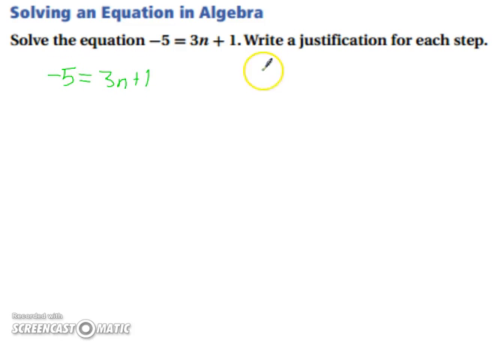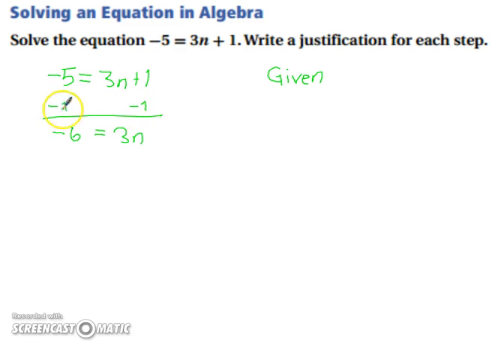Well, why do we know that? Well, they kind of gave it to us. So, that was given information, so we're justifying it by that. Now, we want to solve for n, so you want to undo addition or subtraction first. So if you subtract 1 from both sides, you're left with negative 6 equals 3n.